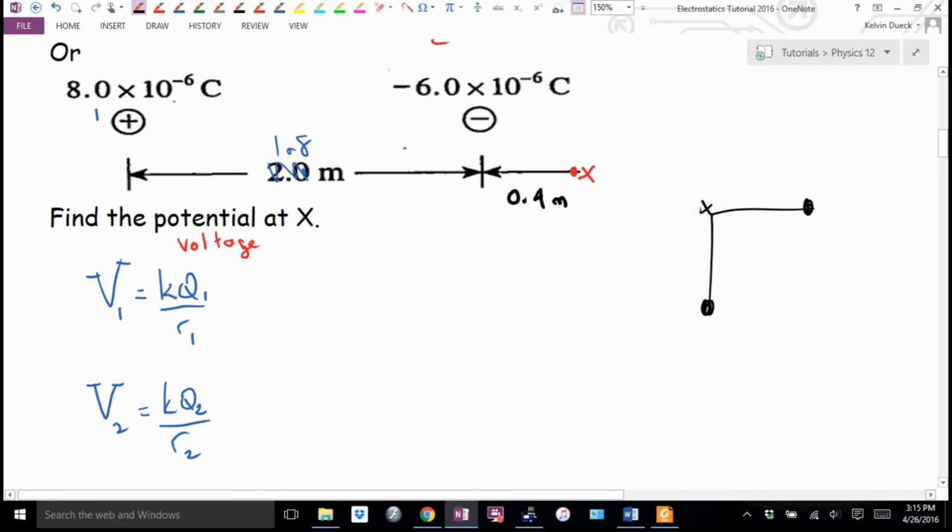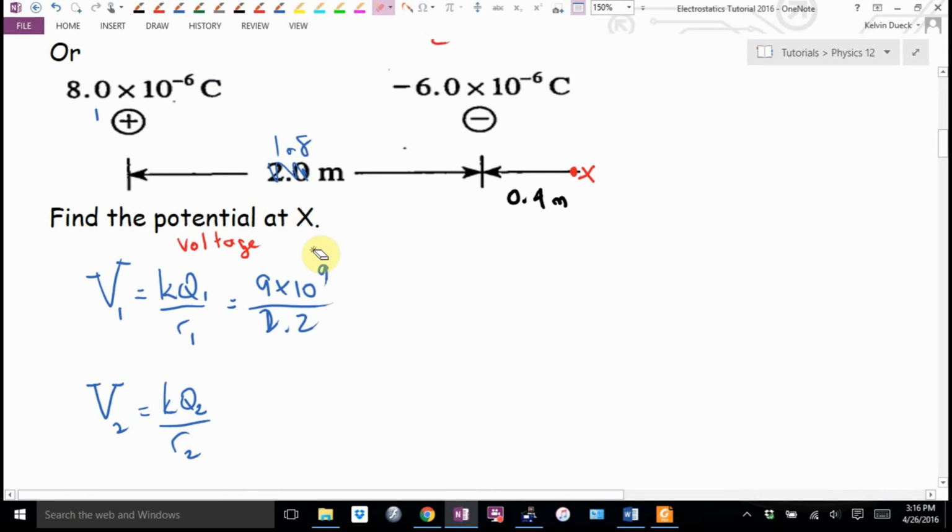Because it's a scalar, you'd still just add them up. This question that I just sketched mathematically is going to be very similar to this question. Stop yawning, Ty. It's going to be 9 times 10 to the 9th all over 2.2, right?